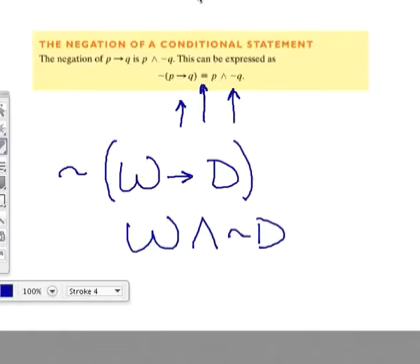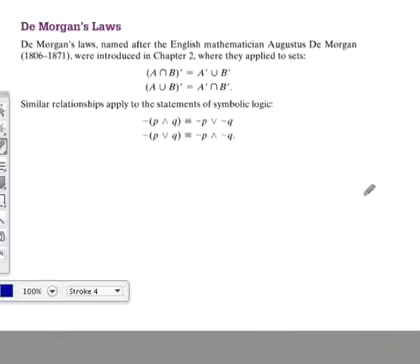All right. I want to talk for a moment about De Morgan's law. He was a mathematician and a logician, and he's the guy that helped us to understand that these two statements are the same.